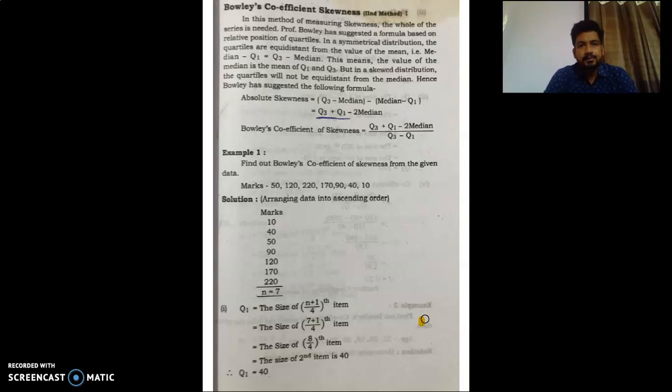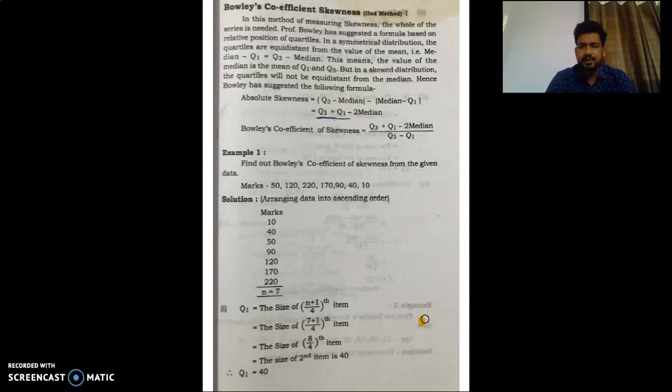We are at unit number 3, Skewness, and I just explained to you in the last lecture about Karl Pearson's coefficient of skewness, the first method in our syllabus. As I already told you, there are 3 methods: Karl Pearson's coefficient of skewness, Bowley's coefficient of skewness, and Kelly's coefficient of skewness. In our syllabus we have to see 2 methods, the first Karl Pearson's and the second Bowley's coefficient of skewness.